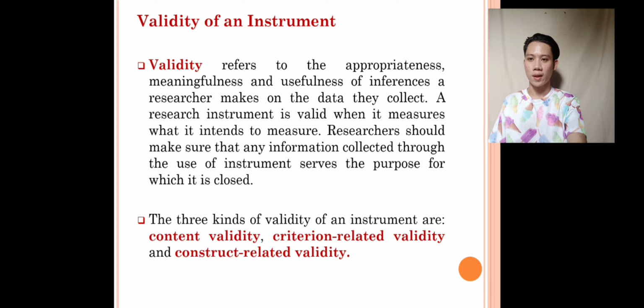Validity of an instrument. Validity refers to the appropriateness, meaningfulness, and usefulness of inferences a researcher makes on the data they collect. A research instrument is valid when it measures what it intends to measure. Researchers should make sure that any information collected through the use of an instrument serves the purpose for which it is collected. So there are three kinds of validity of an instrument. Number one, content validity. Number two, criterion-related validity, and number three, construct-related validity.